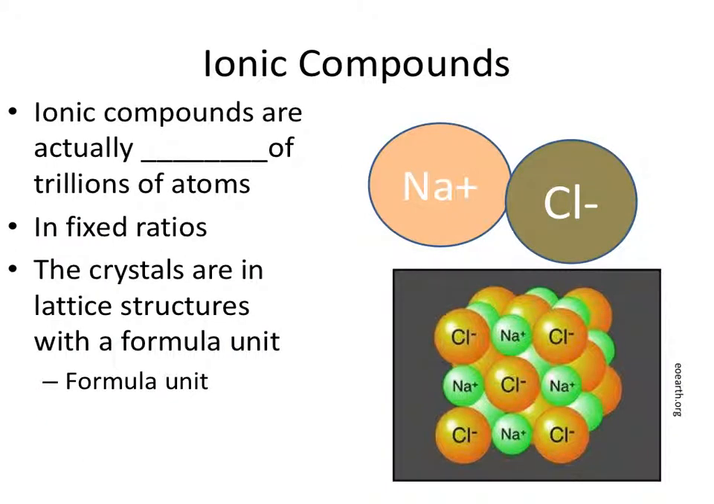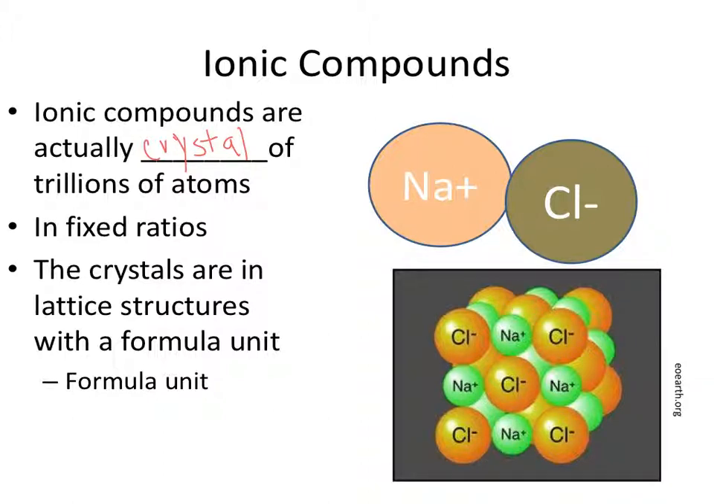All right. So like I said, when these ionic bonds come together, or these ions come together to form a bond, it's not really just one of each ion coming together. It's really a bunch of them coming together. And when they do this, they form a crystal of trillions of atoms. But it's in a fixed ratio.